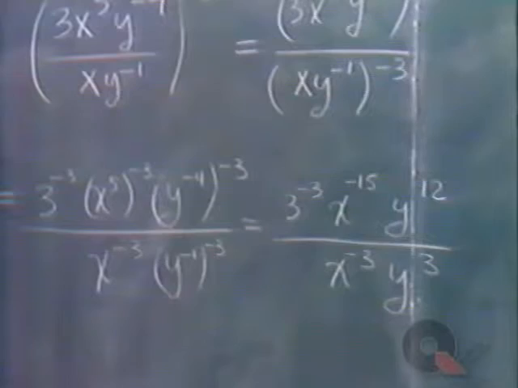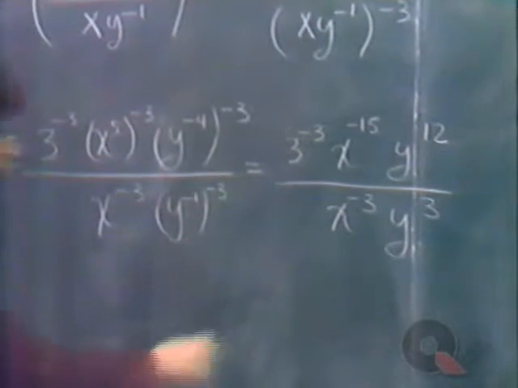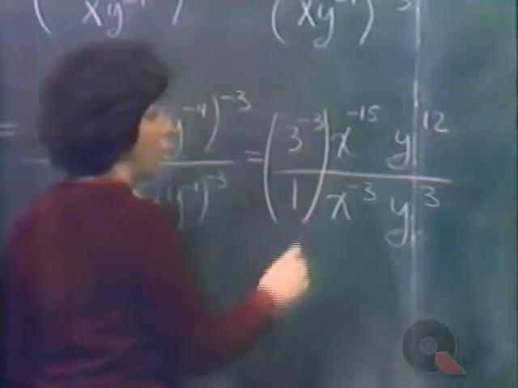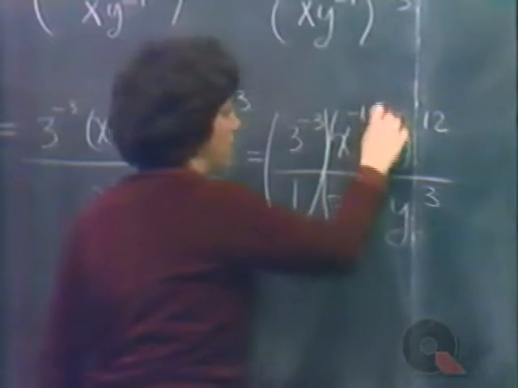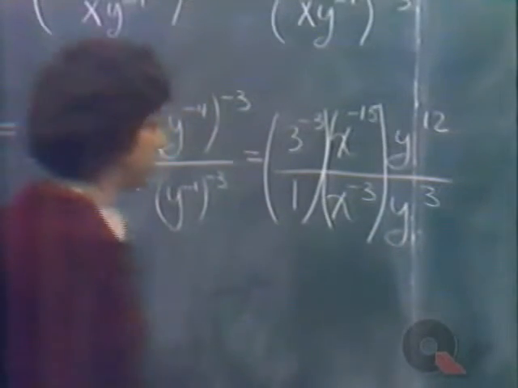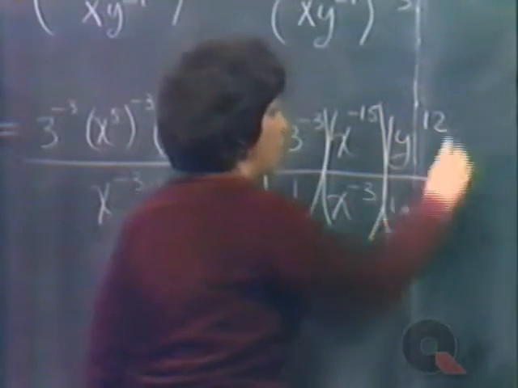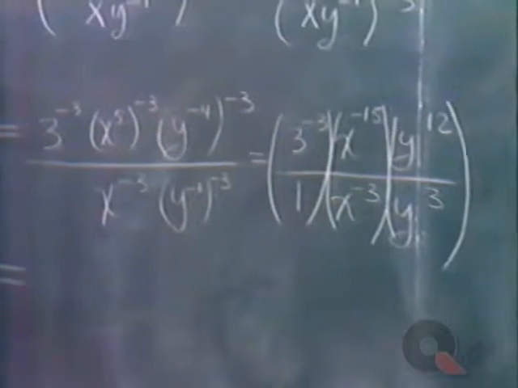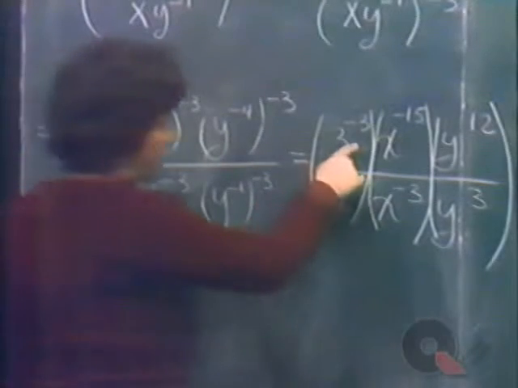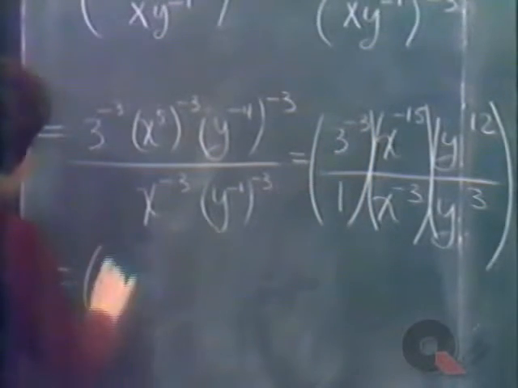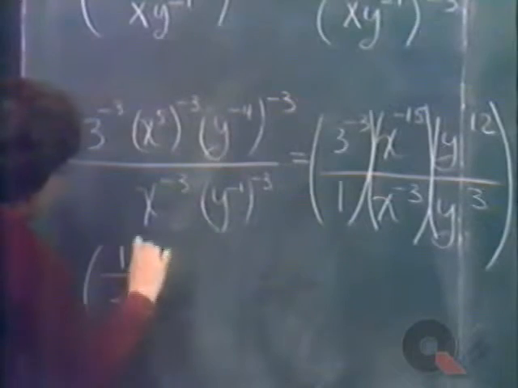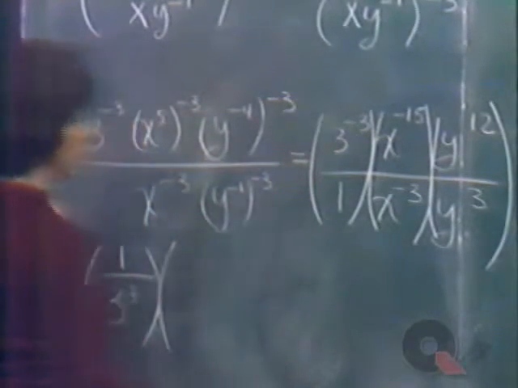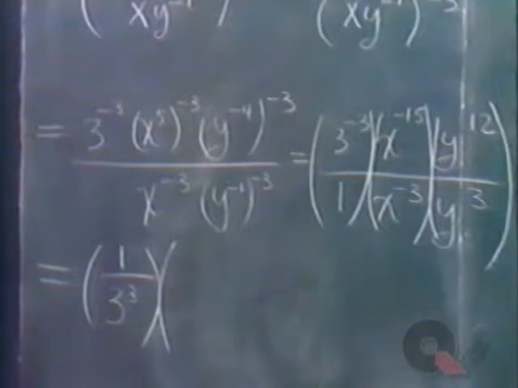All right, now we're going to break the problem up the way we did the earlier ones. We can think of this as 3 to the minus 3 over 1 times x to the minus 15th over x to the minus 3 times y to the 12th over y cubed. This 3 to the minus 3 upstairs we can, of course, rewrite as 1 over 3 to the 3rd power downstairs, using our definition.